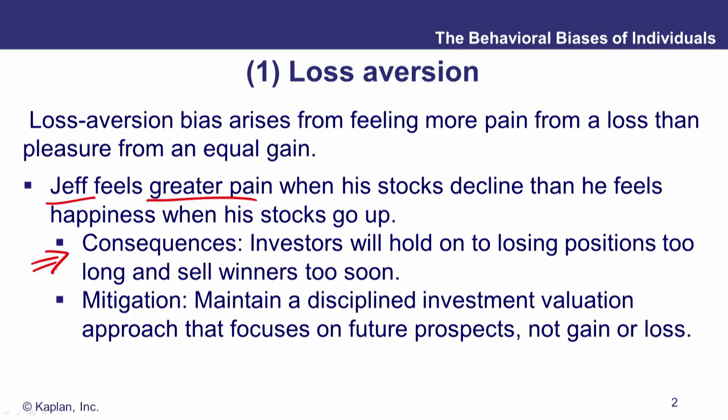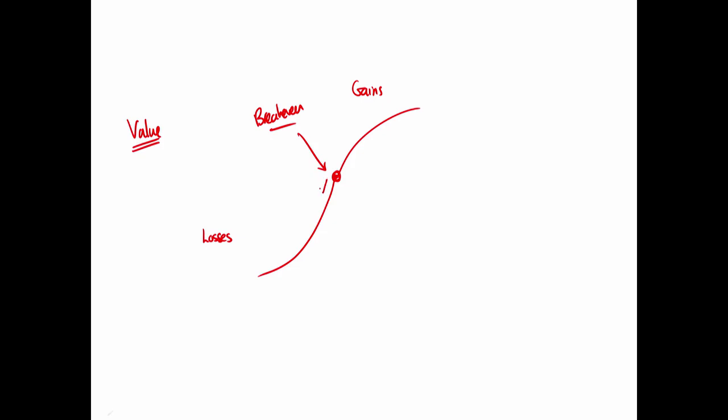And where does that come from? Well, it goes back to the value function that is a central part of prospect theory. You might remember that I drew this value function. This is the value of an outcome relative to your returns. So over here you've got gains and over here you've got losses. And this central point here is break even. So you can see by the shape of this curve that this hurts, value goes down a lot faster here than the joy that those gains bring.